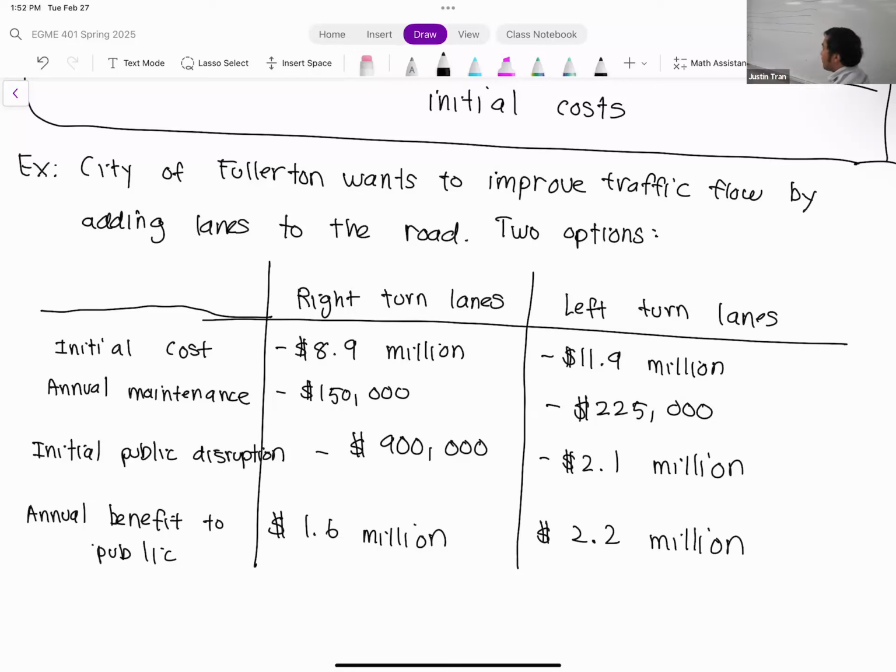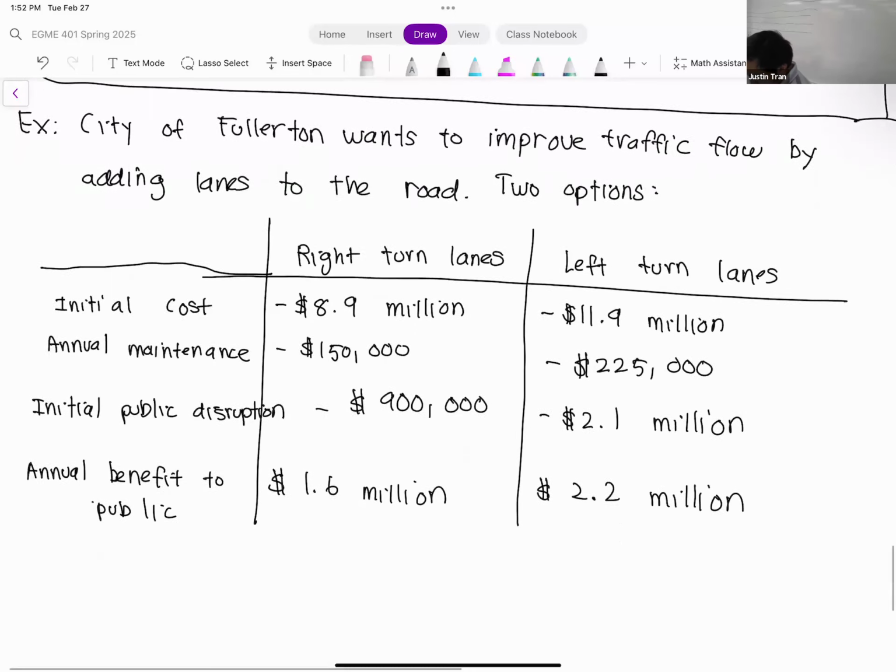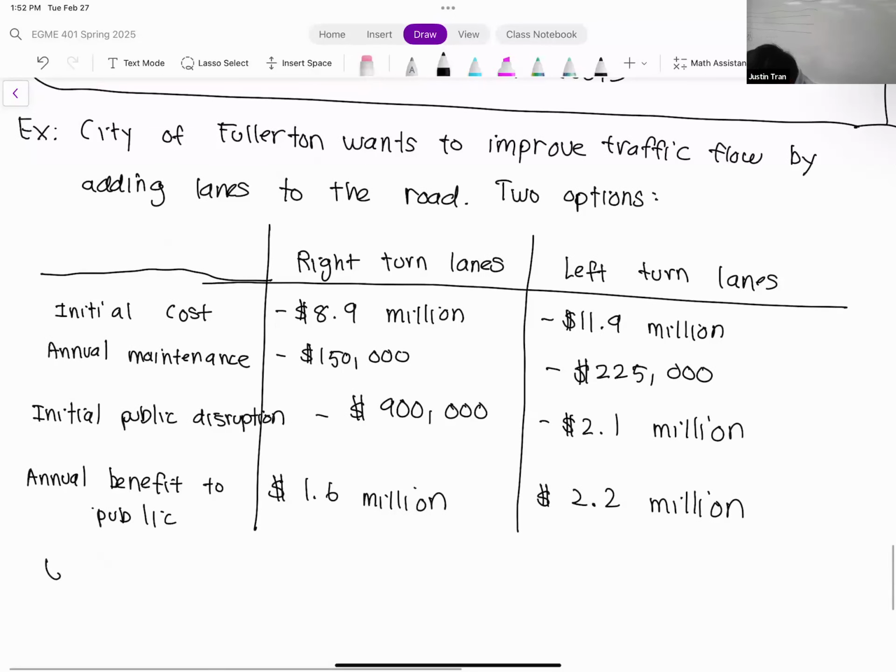And then the annual benefit to the public, adding more left turn lanes is going to give you a better benefit. So it's going to give you $2.2 million of annual benefit. Okay. So those are all the numbers between the two options.